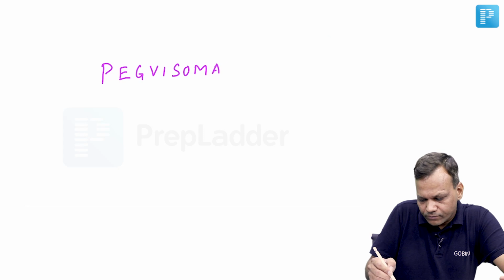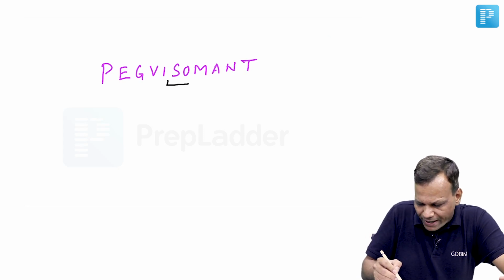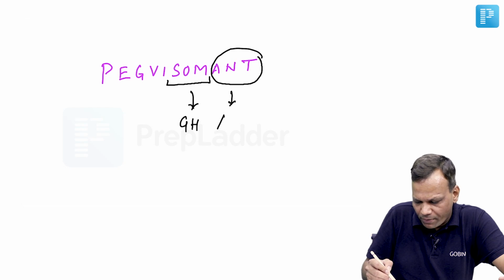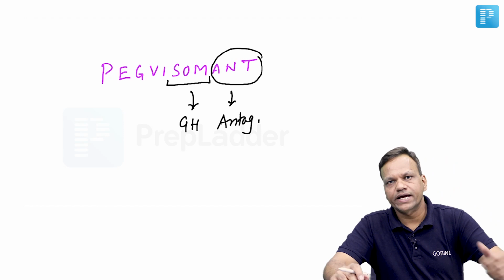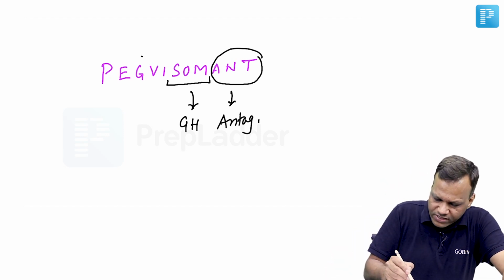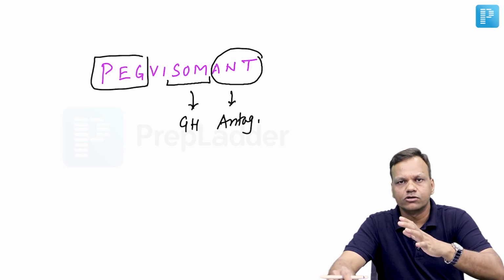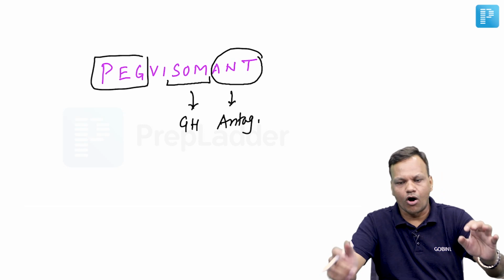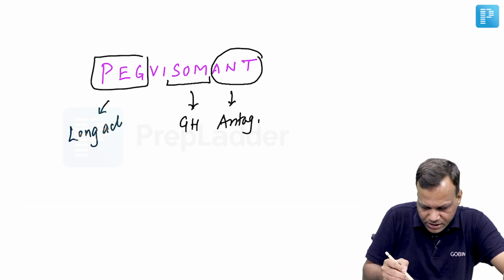Pegvisomant, the name itself says somatotropin. Somatotropin is the other name of growth hormone. So it is a somatotropin antagonist, means growth hormone antagonist. So it can be used in acromegaly. And the first three letters PEG, polyethylene glycol. So when we add PEG or polyethylene glycol to any drug, it becomes long acting. So it is a long acting growth hormone antagonist.